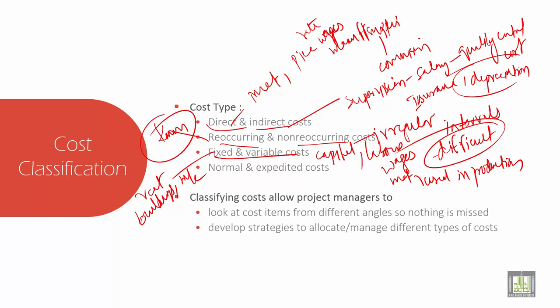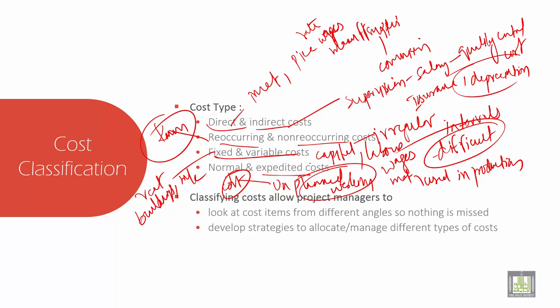Normal costs refer to the costs at normal operation. It is normal. Costs for normal operation. Sometimes they also have unplanned working hour costs, and they are compensated. So that also should be taken into consideration as normal working hours. Whereas the expedited cost is something which is not planned. It happens suddenly, like a breakdown. So all these are the expedited costs.